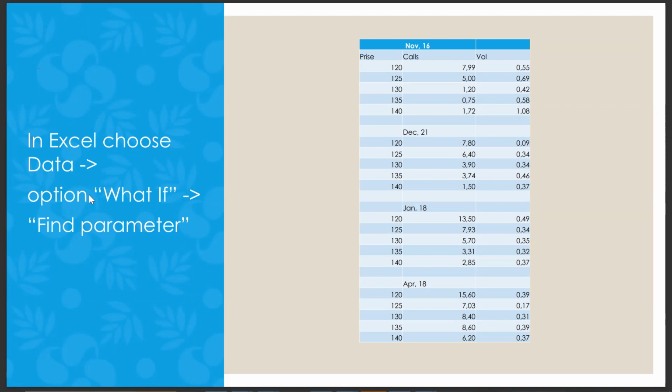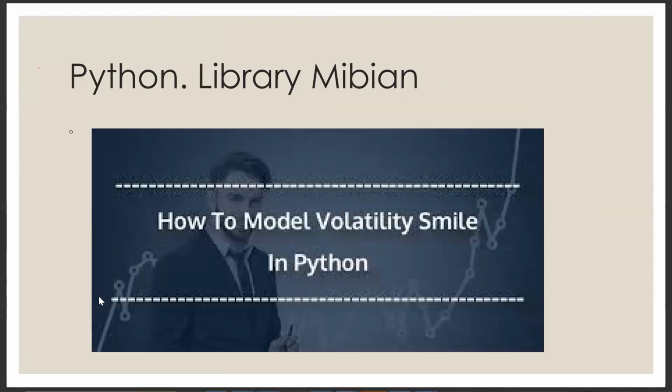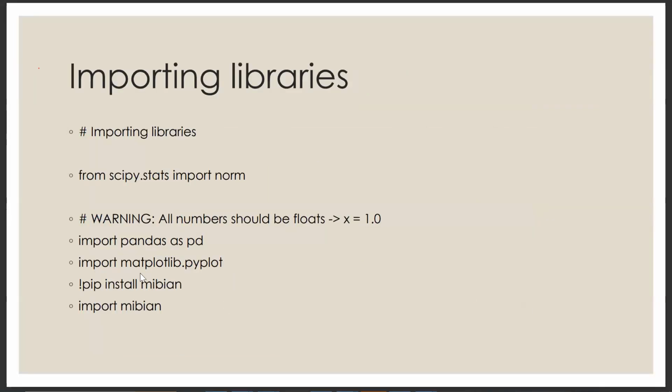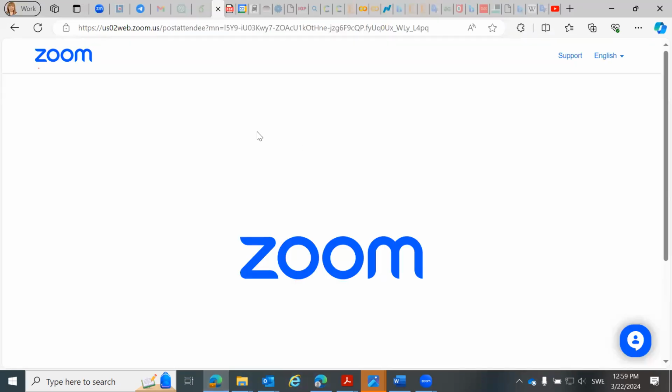This is how you can do this using Excel, but maybe I would like to show you this using Python. And maybe first, how to model the volatility smile in Python. Just a minute. Okay.